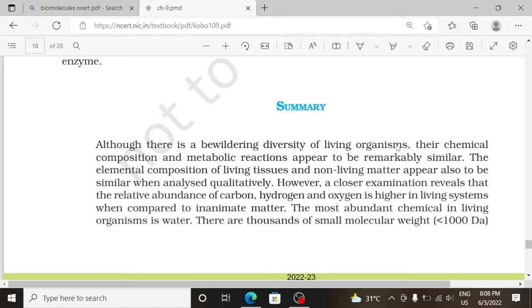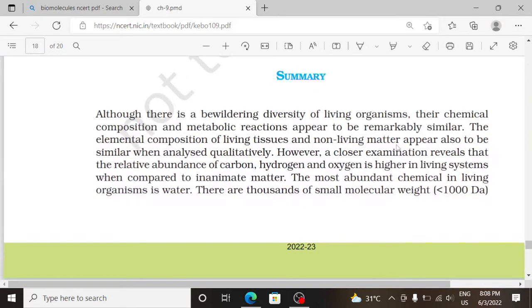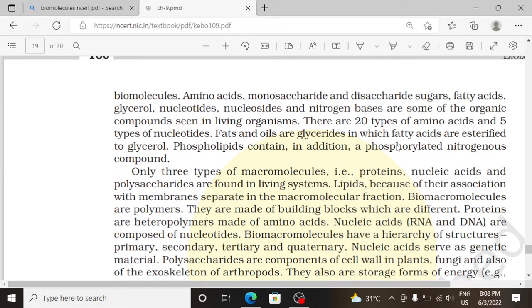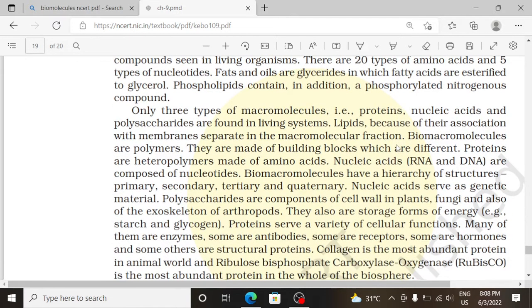There are thousands of small molecular weight, that is less than 1000 daltons, biomolecules. Amino acids, monosaccharide and disaccharide sugars, fatty acids, glycerol, nucleotides, nucleosides and nitrogen bases are some of the organic compounds seen in living organisms. There are 20 types of amino acids and 5 types of nucleotides. Fats and oils are glycerides, in which fatty acids are esterified to glycerol. Phospholipids contain in addition a phosphorylated nitrogenous compound.